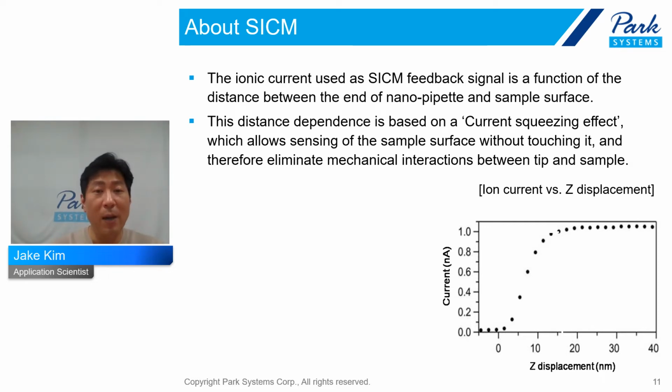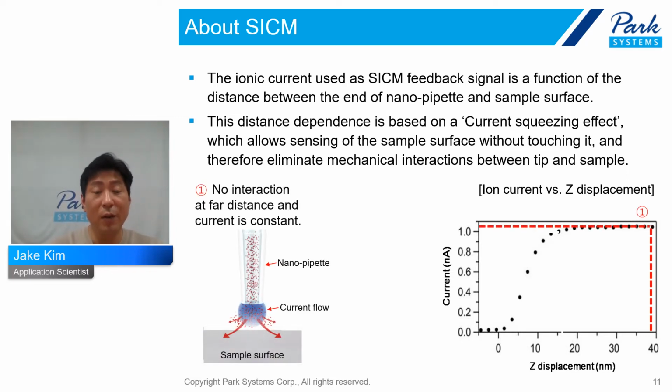When the pipette is far from the sample surface, the current is mainly determined by the resistance of the nanopipette. But if the distance between the pipette and sample surface decreases, the current begins to be affected by the excess resistance of the nanopipette tip opening and starts to decrease.